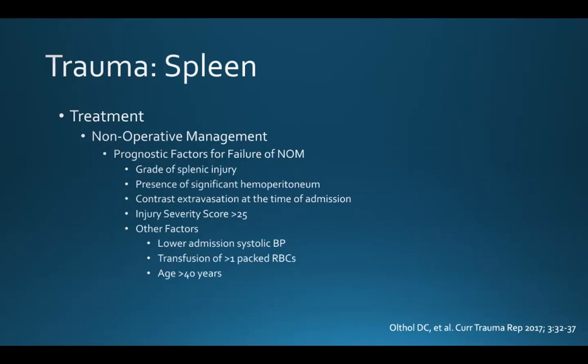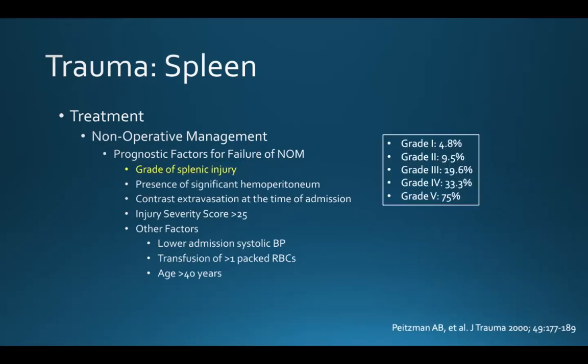There are several prognostic factors for failure of non-operative management. This includes the splenic injury grade, the presence of significant hemoperitoneum, contrast extravasation at the time of admission, a high injury severity score, and other factors such as a lower systolic blood pressure at admission, transfusion of packed red blood cells, and an age greater than 40 years.